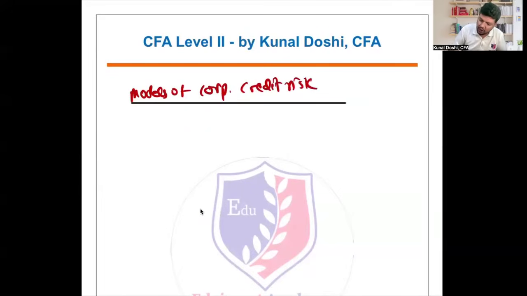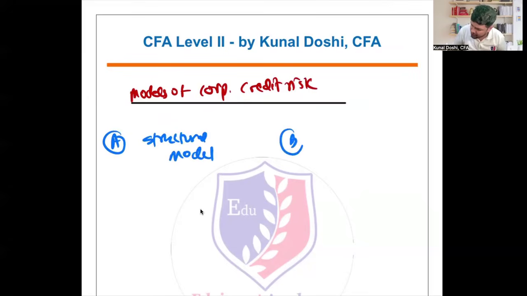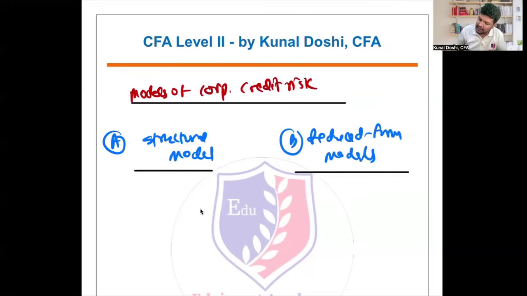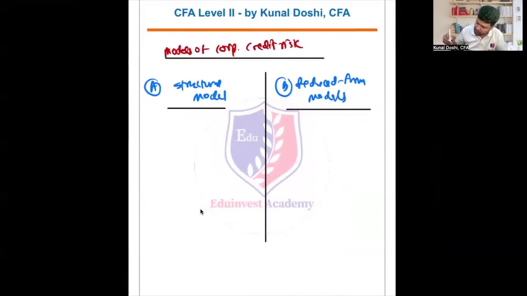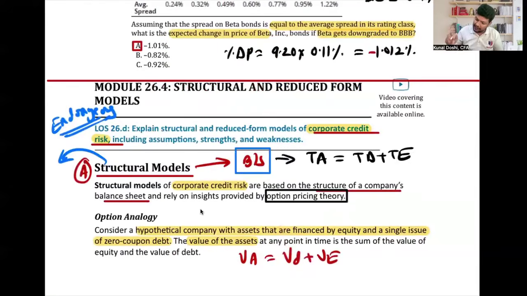There are two types of model: structural models, and then you have reduced form models. I'm using both because there is a high chance they may ask us for comparison of the both types of the models. Now, what is the difference between that?